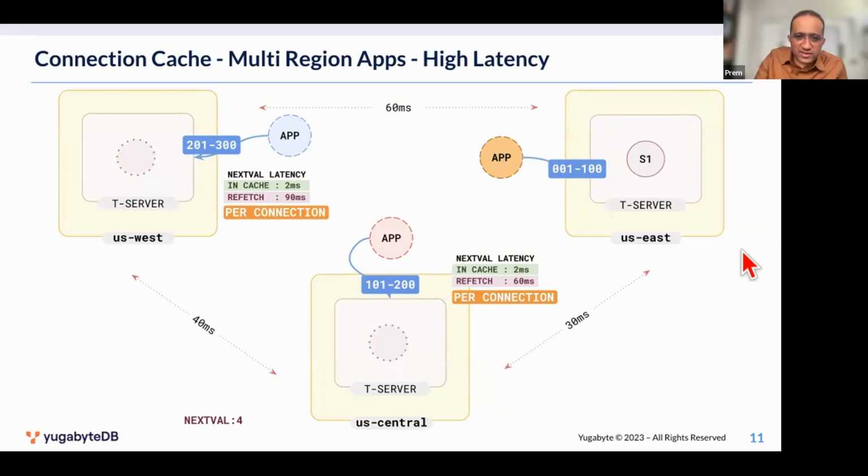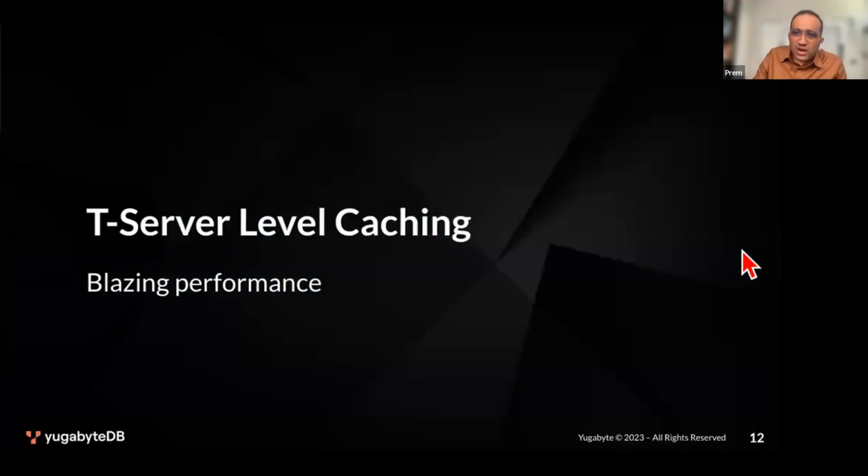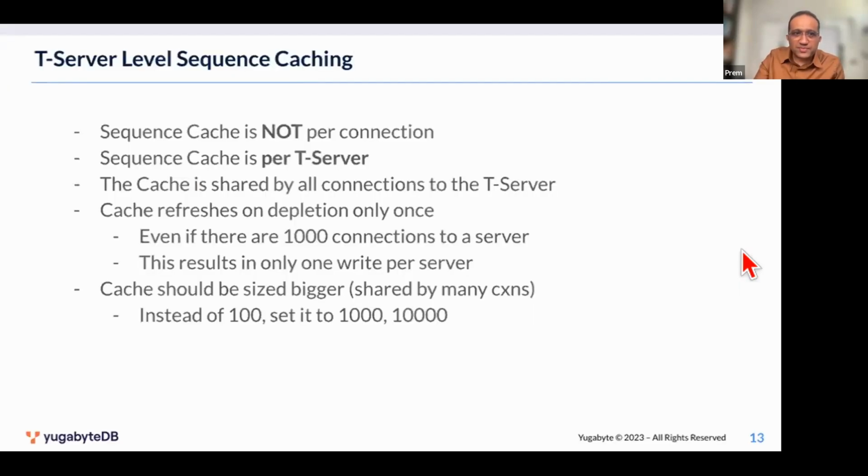That's a great point, Kannan. Thanks. Okay, let's see how you can avoid this problem when you have a huge number of connections coming up and trying to refetch the cache. Yugabyte introduces a new feature called T-server level caching. Let's see what it does. With T-server level caching, the sequence cache is not per connection anymore. Every connection does not have its own cache.